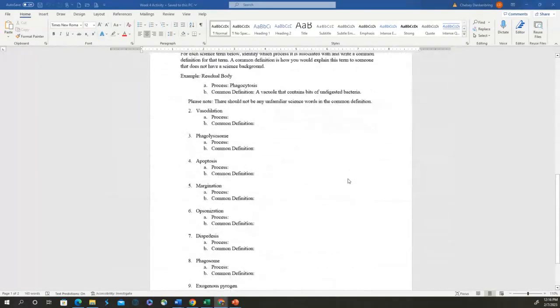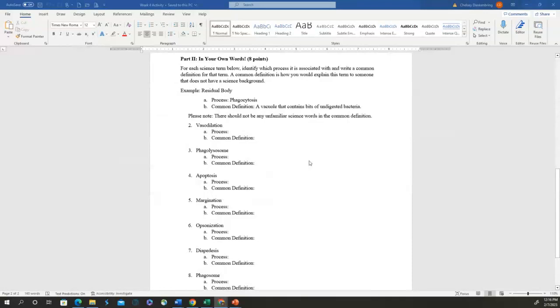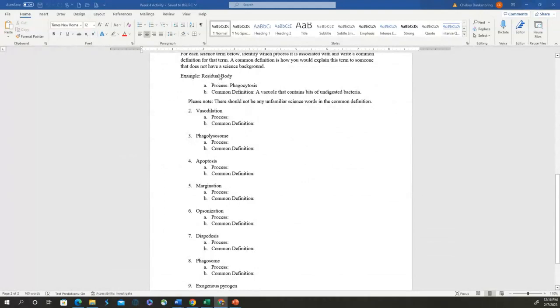This last part, you are just going to go through and put some of these terms in your own words. Okay, so there is an example. So you're going to look at the term and say, okay, what process is that term associated with? And then how would I describe what that science term means to somebody that has no science background?